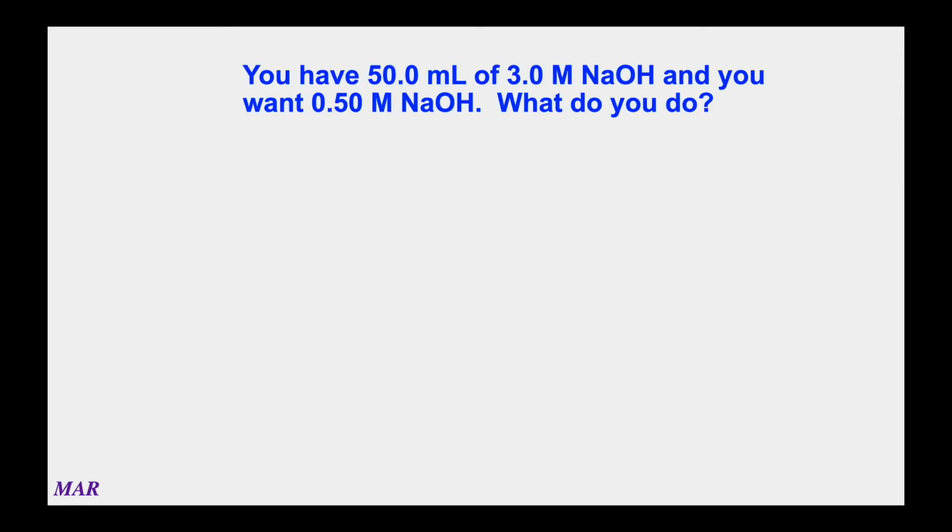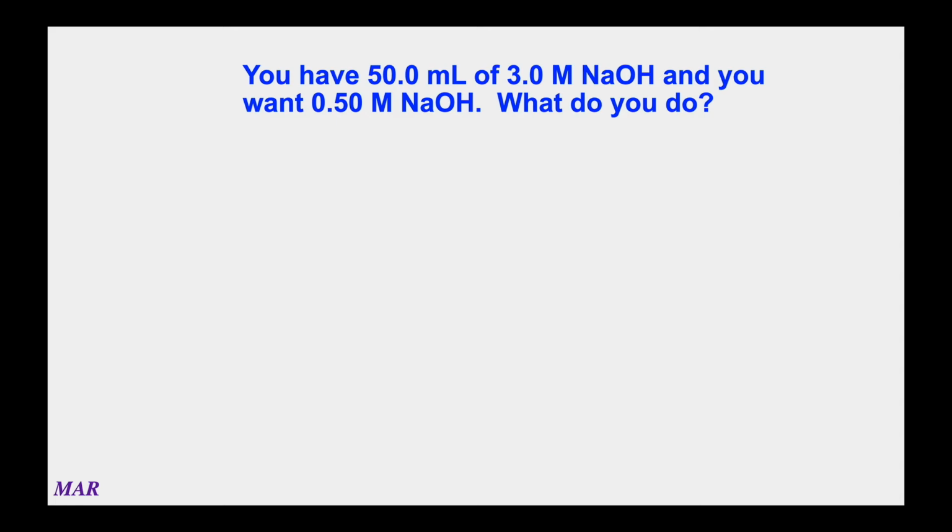Here's an example of that. Let's say you look in the lab and you have 50 milliliters of a 3.0 molar sodium hydroxide solution. And that's fairly concentrated. For what you're doing, you don't want 3 moles per liter sodium hydroxide. You want 0.50 moles per liter sodium hydroxide. And the question is, what do you do? You need to take the 3.0 moles per liter down to 0.50 moles per liter.